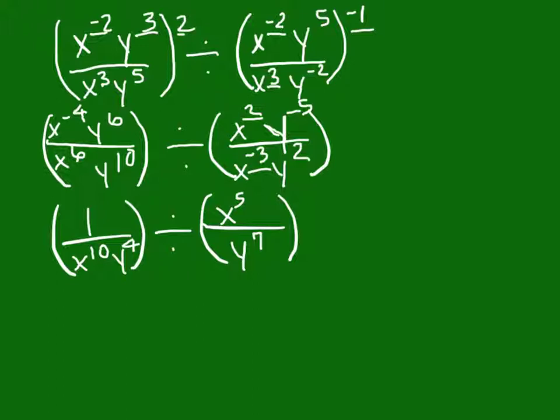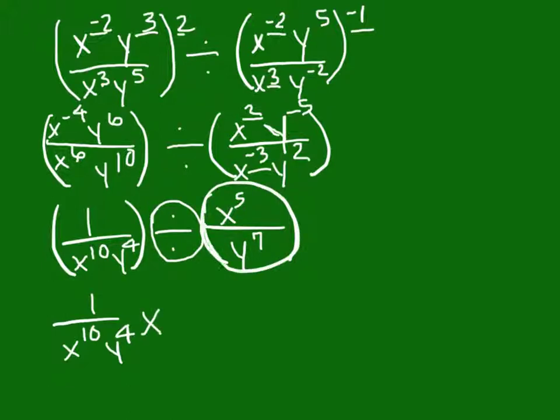Now comes the fun part. So we have 1 over x to the 10th, y to the 4th, so that part stays the same. We change the division to a multiplication sign, and now we take the reciprocal of y to the 7th over x to the 5th, is what that becomes. Now we multiply across, so we have 1 times y to the 7th, which is just y to the 7th, over, we have 10 x's here and 5 x's here, that becomes x to the 15th, because when you multiply with the same base, you just add the exponents, and y to the 4th.